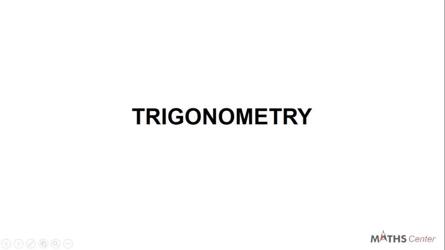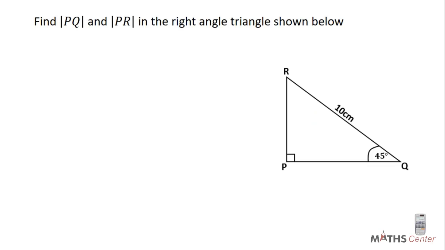We are on the topic trigonometry. In the previous video, we learned how to use the trig ratios to find the length of the sides of a right-angled triangle. In this video, we are going to solve another question on using the trigonometric ratios to find the length of the sides of a right-angled triangle. So let's look at our question for this video.